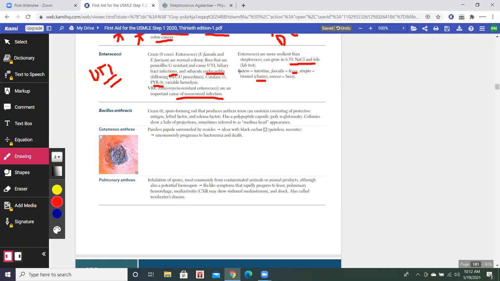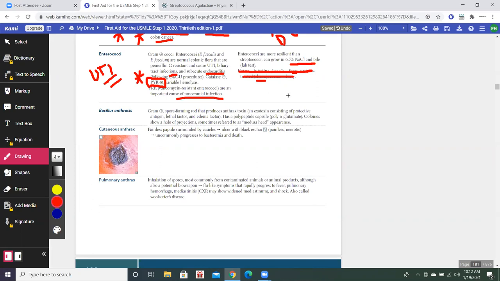Wait one second. I do not want you guys to use this. Okay, don't use this one. This will get you guys confused. Don't use this one. Okay, just remember PYR positivity. Enterococcus is PYR positive. Okay, they have a lot of questions for the PYR positivity for Enterococci, so that's what they will do.